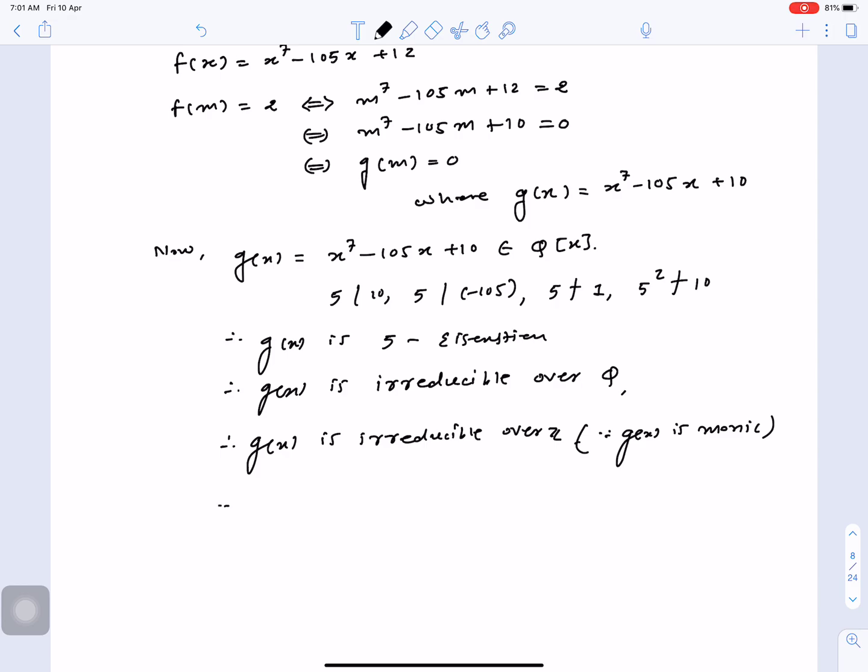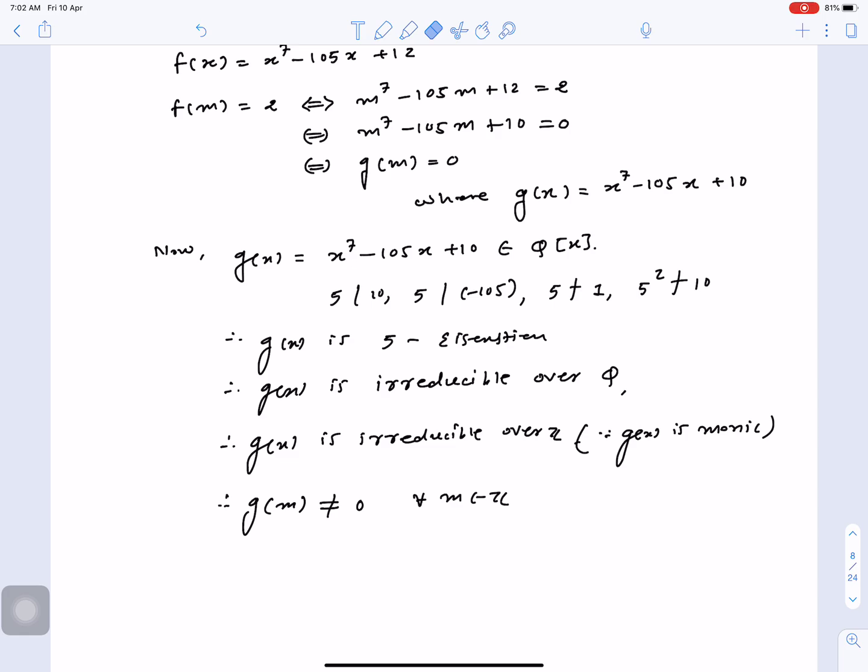So therefore what we have? Therefore g of m is not equal to 0 for all m belongs to Z. g(x) is irreducible over Z, because... sorry, no need to go for the degree of g(x), it has no zero, so it is irreducible over Z.